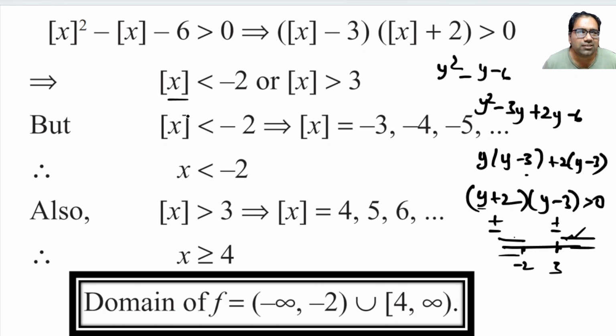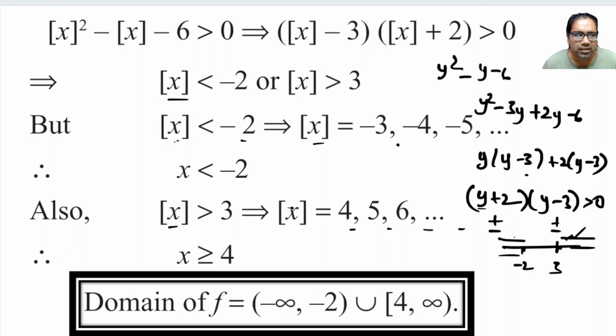Greatest integer function of x less than minus 2 means what? The greatest integer function is always an integer, so it is minus 3, minus 4, minus 5, etc. We cannot have minus 3.5, minus 4.5 and so on, because this is always an integer. Similarly, when it is greater than 3, it means either 4, 5, 6, 7, whatever. This is also an integer.